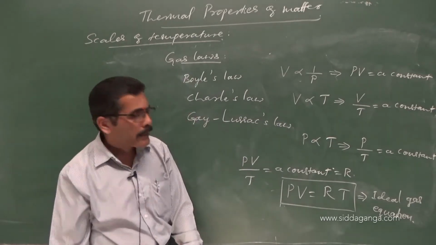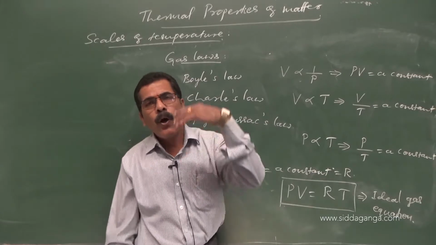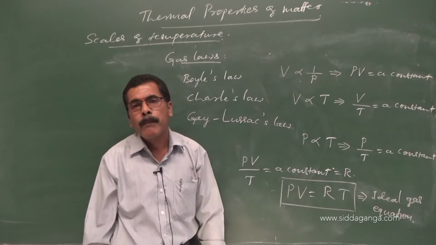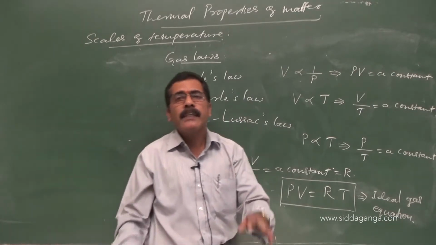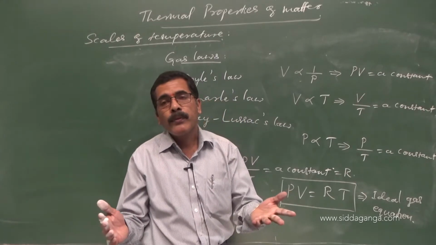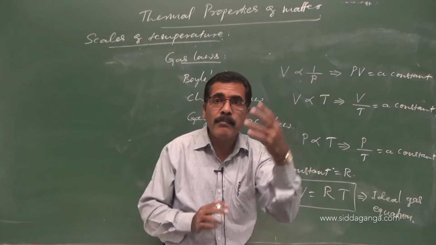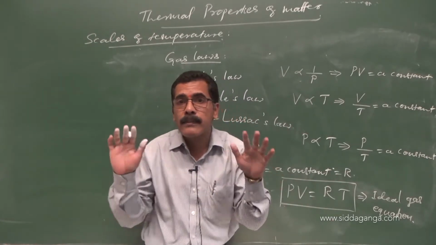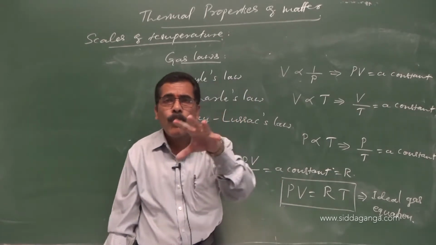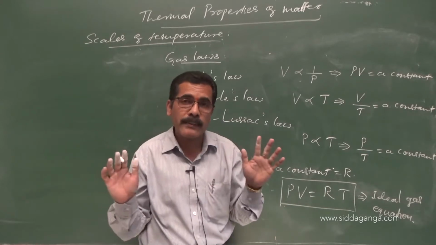What is an ideal gas? The gas which obeys Boyle's law and Charles' law at all conditions of temperature and pressure is called an ideal gas. You may ask the question, sir, is there anything like an ideal gas? The answer is no. There is no ideal gas, but gases do show ideal behavior only under certain conditions of temperature and pressure, not in all cases.